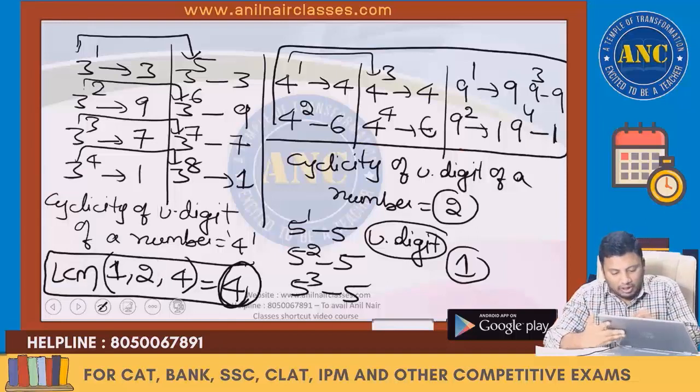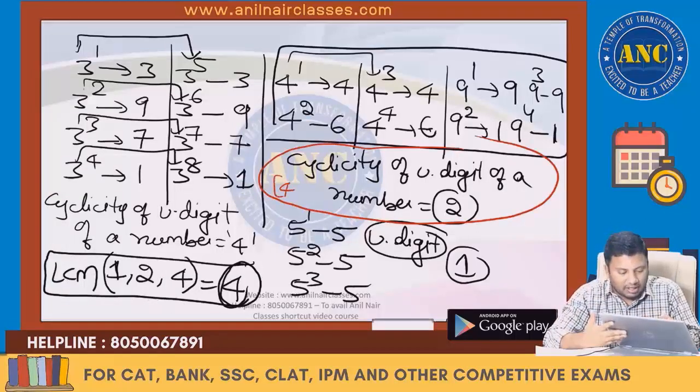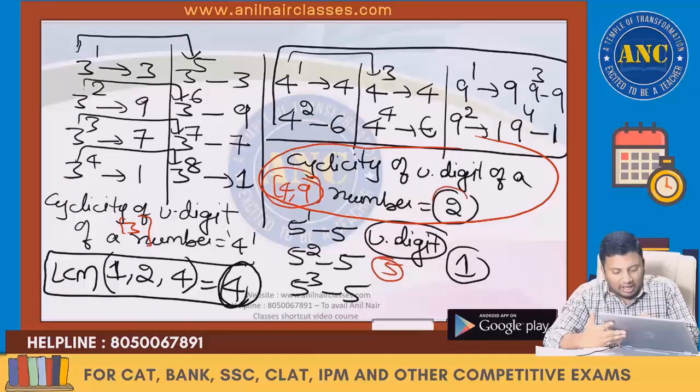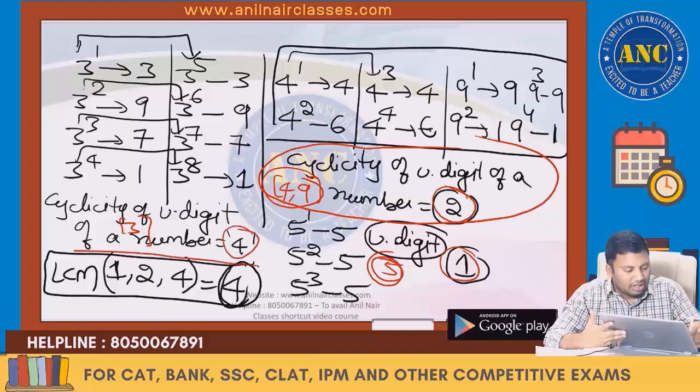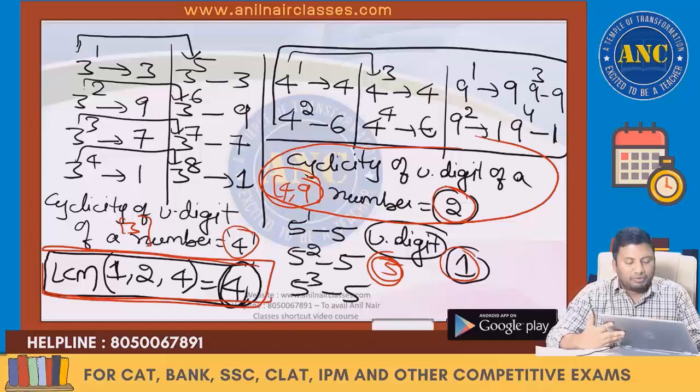These key points, please write down. General cyclicity of a number for 4 comma 9 is 2. For 3 I got it as 4. For 5 I got it as 1. Generic cyclicity of 1, 2 and 4 is 4.